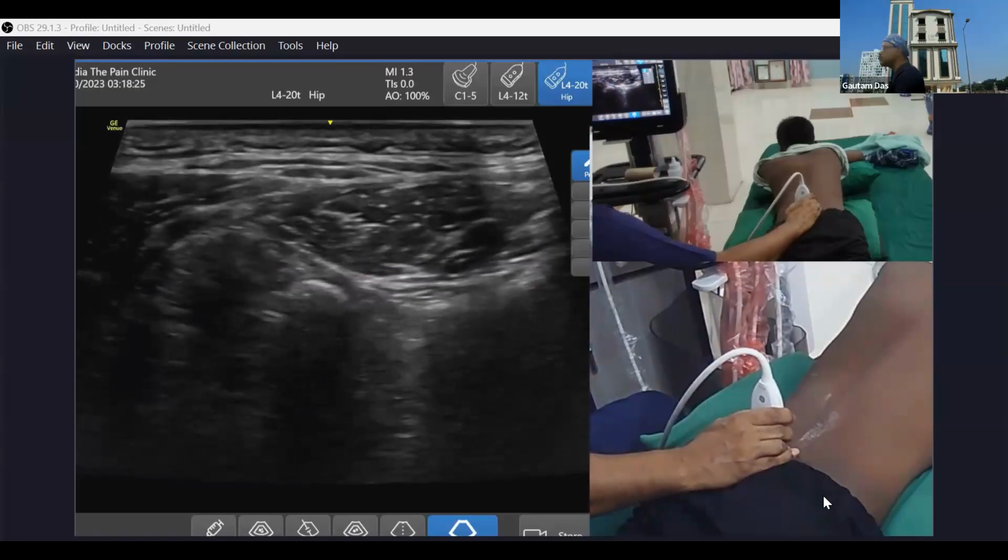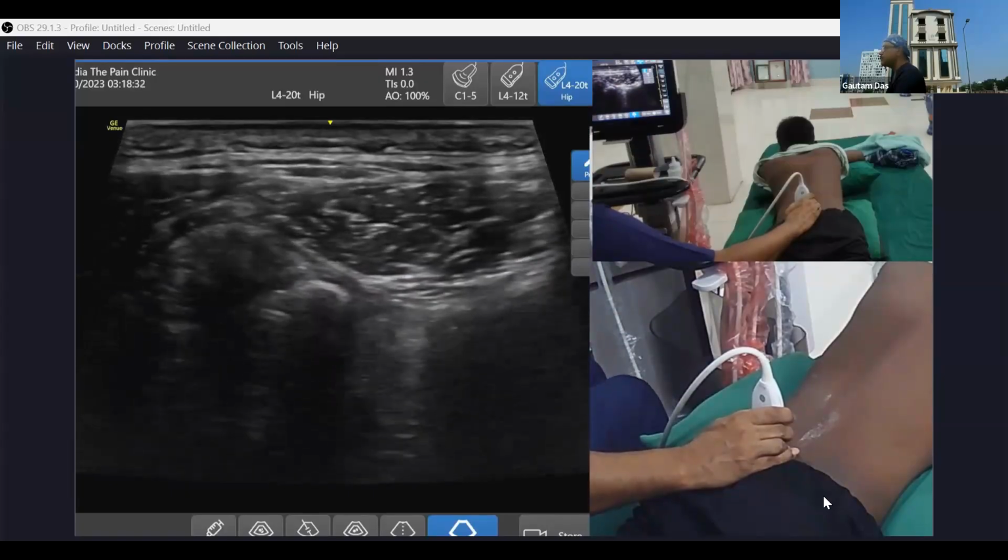Indication for the S2 foramen injection is very rare. S1 foramen injection is more commonly done, and that is better done with the CT, not by ultrasound.